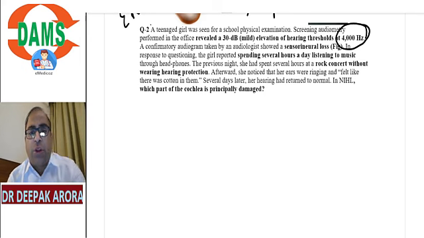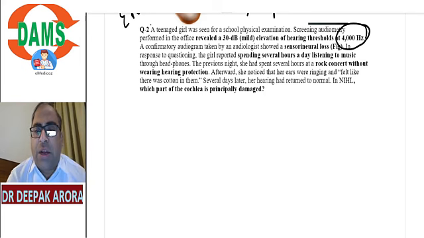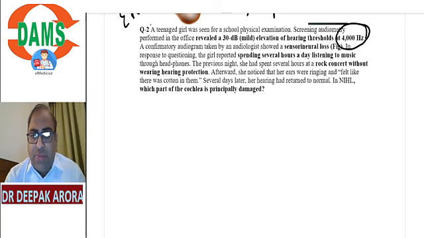Patient is reported to spend several hours a day listening to music. That means somewhere noise-induced trauma is there. The previous night, she had several hours of a rock concert without wearing hearing protection. Clear? Young patient. Afterward, she noticed ringing in the ears, and it felt like there was cotton in them.